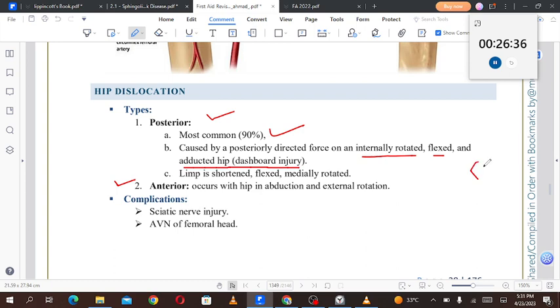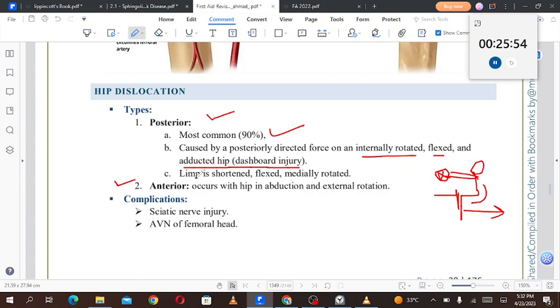Suppose there is a person driving a car and sitting like this, right? The steering wheel is over here. Whenever the dashboard hits the person like this, in this position the leg is internally rotated, flexed and adducted. Forget about the knee joint, we're talking about the hip joint. The hip joint is flexed, adducted and internally rotated. So whenever there is a dashboard injury to this area, a posteriorly directed force is exerted on this joint and the hip will be dislocated posteriorly.